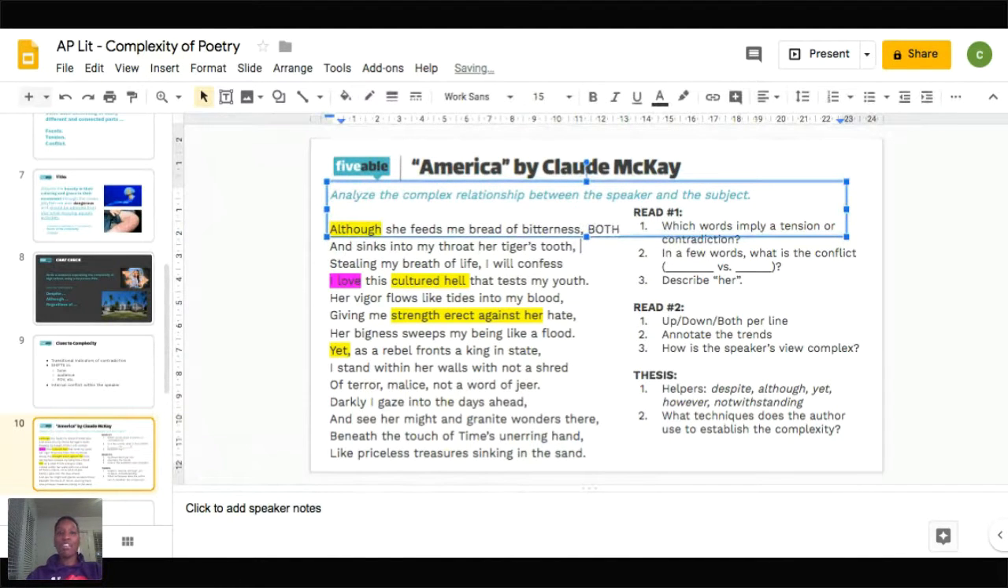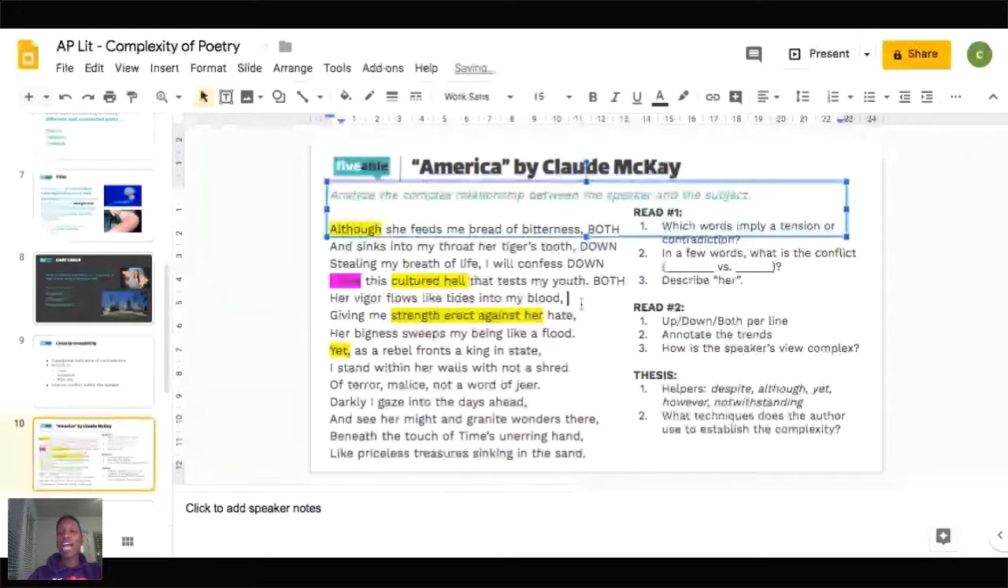Sinks into my throat her tiger's tooth. Clearly, that's a down. Stealing my breath of life, I will confess. And because he doesn't confess in there, that's going to be a down. And then I love this cultured hell that tests my youth. And that's a both. Does that make sense? Okay, good. All right, so her vigor flows like tides into my blood. We've got an up finally, like a full up.